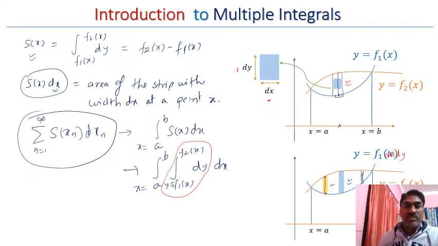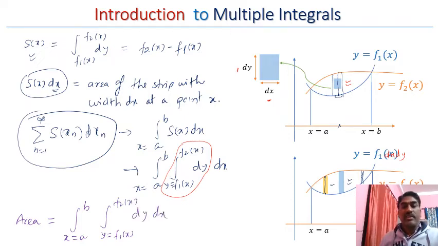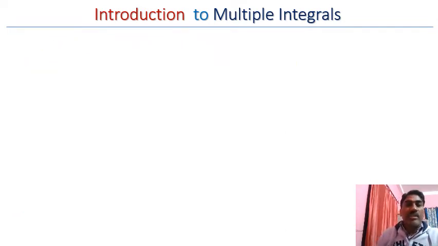So if we write precisely, then area is equal to the integral with x from a to b, and y from f1(x) to f2(x) of dy dx. This is the formula of area and this is called the double integral. You can see we did not use the subtraction of integrals here, but if you remember, in the earlier method we got something like this.